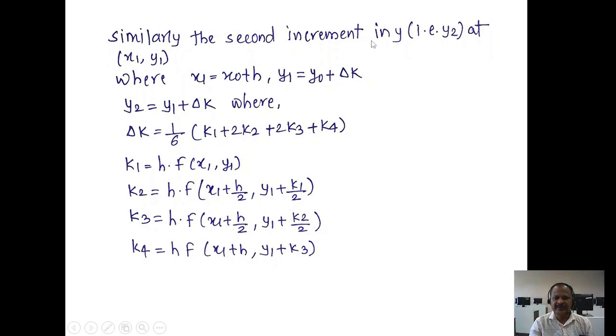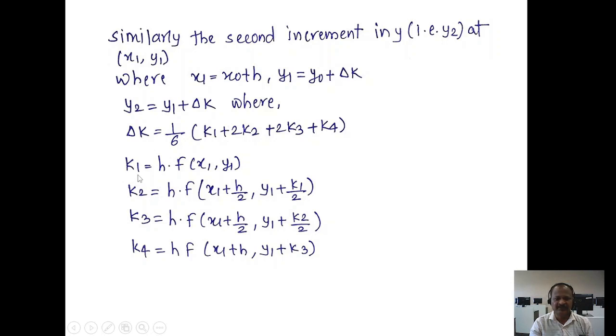Similarly, the second increment in y, that is y2 at x1 comma y1, where x1 is equal to x0 plus h. So this is the interval h. So x1 minus x0 is equal to h. y1 is equal to y0 plus delta k. Then we have to find y2 is equal to y1 plus delta k, where delta k is equal to 1 upon 6 into the bracket k1 plus 2k2 plus 2k3 plus k4. Then we have to find k1.